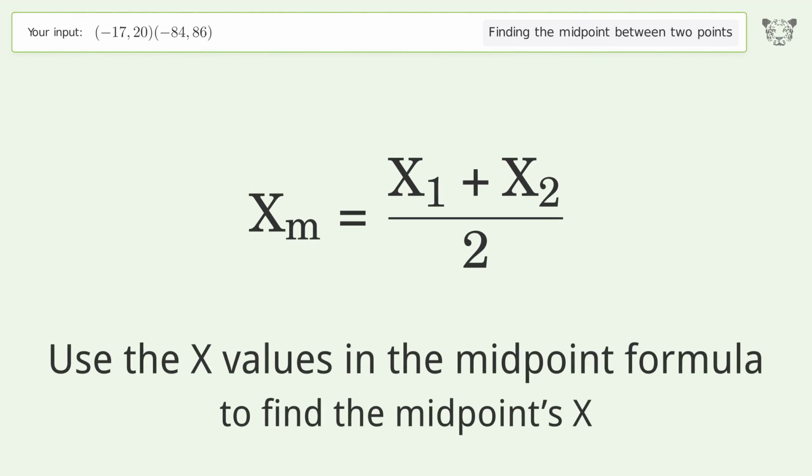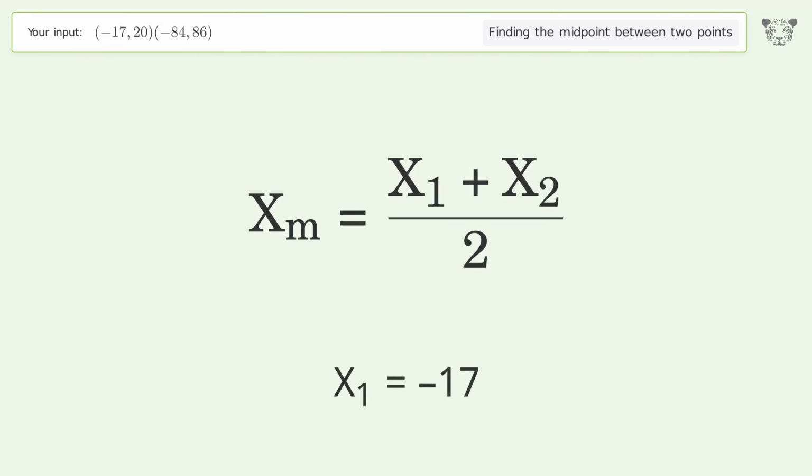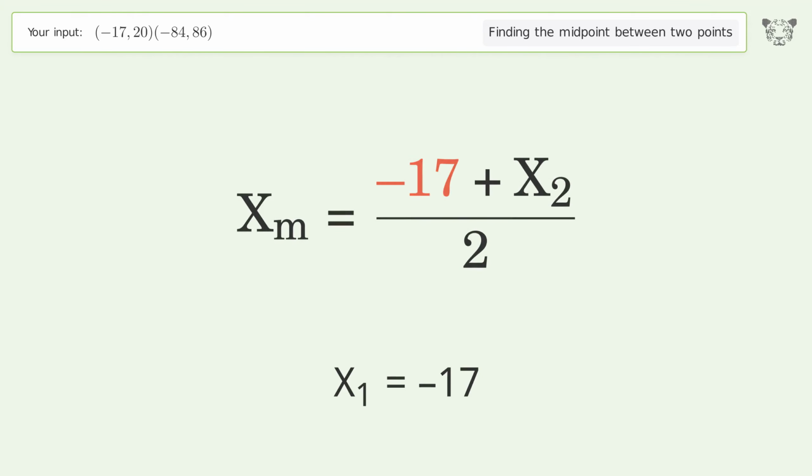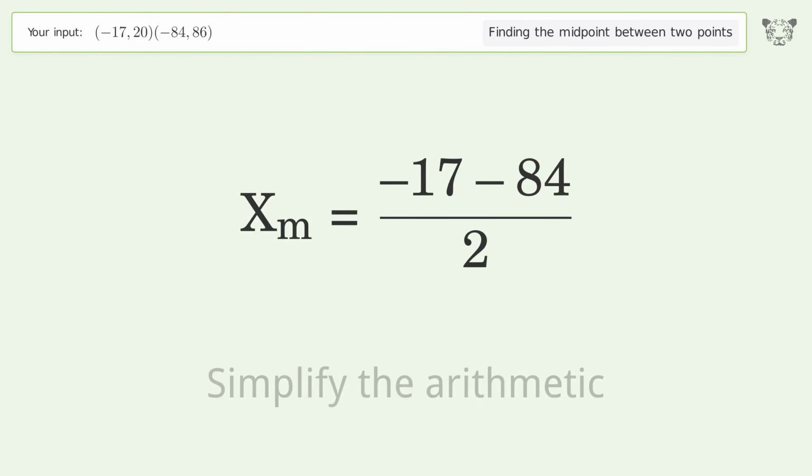Use the x values in the midpoint formula to find the midpoint's x. x1 equals -17. x2 equals -84. Simplify the arithmetic.